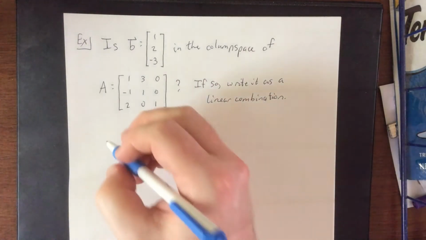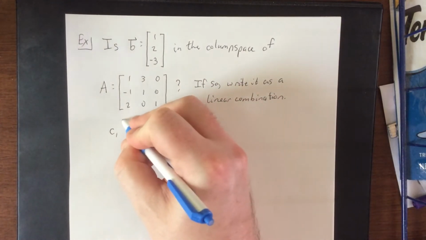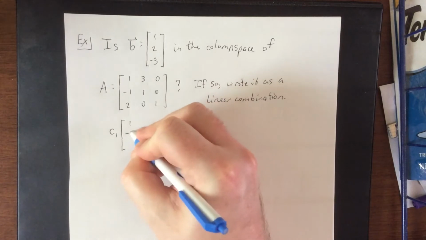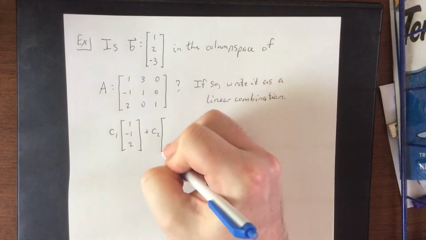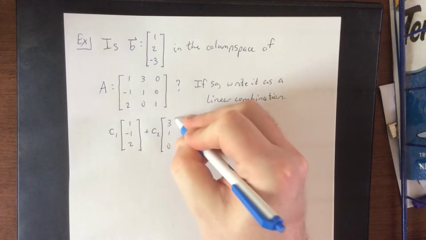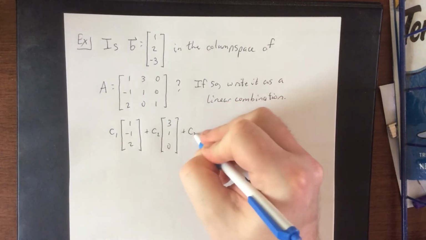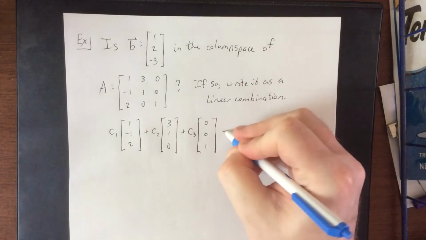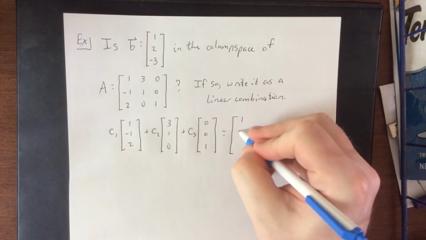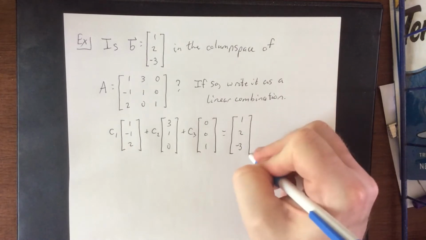So the question being posed here is, if I take a constant c1 times [1, -1, 2], plus another constant c2 times [3, 1, 0], plus another constant c3 times [0, 0, 1], can I get this to be equal to the vector [1, 2, -3]?